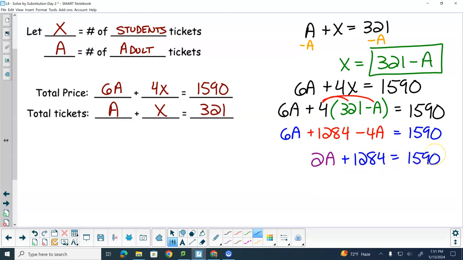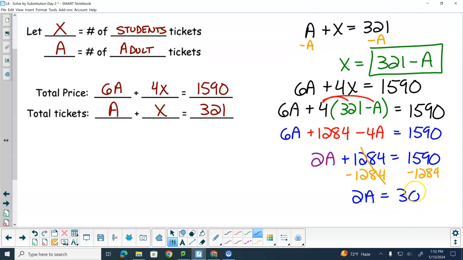John, next step. Yep, subtract 1,284 from both sides, good. It cancels on the left side. Favorite thing, cross it off. You're left with 2a equals. Elliot, you got a calculator? No? What do you got? 306? 1,590 minus 1,284, 6 gets me to 90. 306. I would agree with 306.